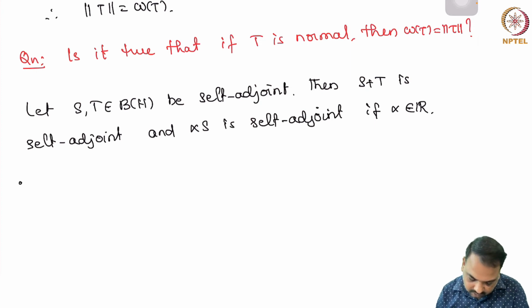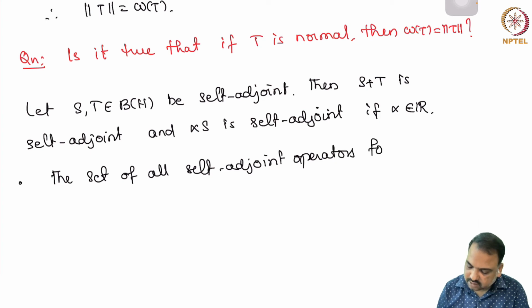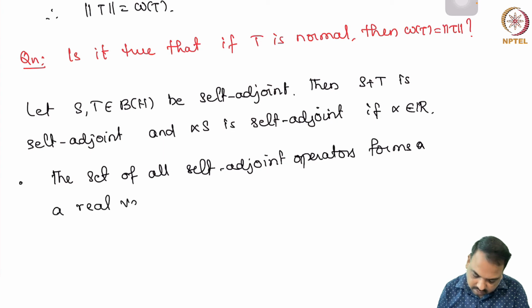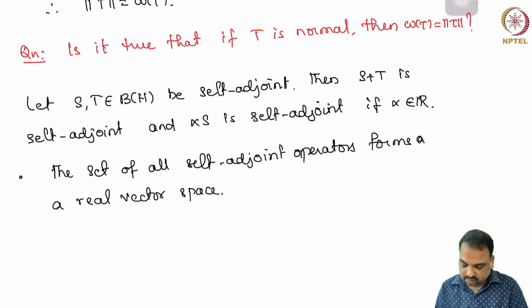So the conclusion is, the set of all self-adjoint operators forms a real vector space but not a complex vector space. If you take alpha equal to the imaginary i, where i squared equals minus 1, then it is not self-adjoint, it is anti-self-adjoint.